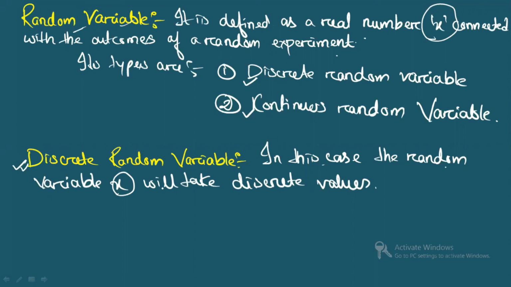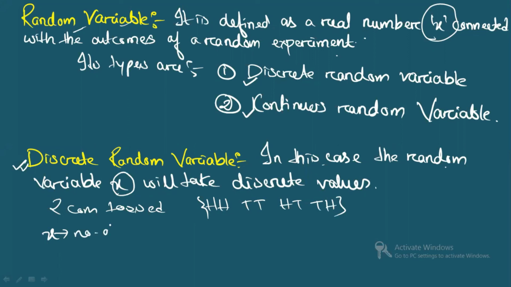Clear? Discrete values means what? If you can take the value of x, which is a finite number of distinct values. Suppose you are taking 2 coins, okay, and they are tossed, or you can say 1 coin tossed twice. What are the outcomes that you will get? Either 2 heads, or 2 tails, or head tail, or tail head. These are the outcomes.